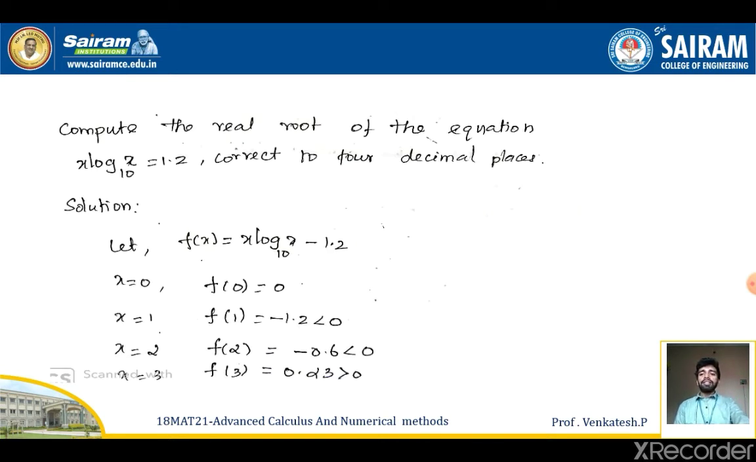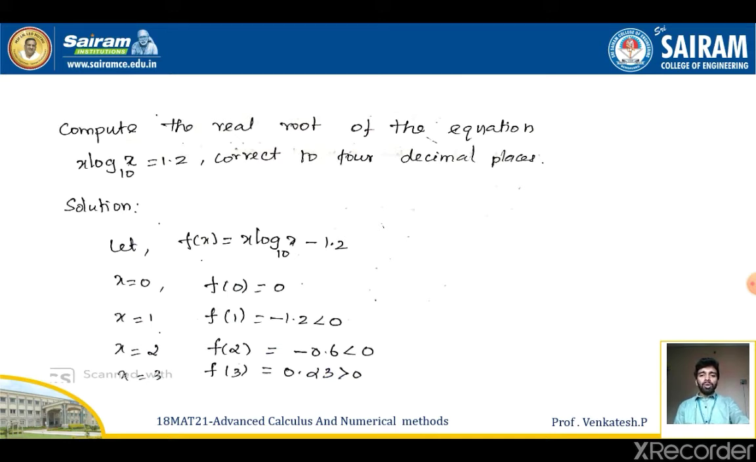The first example is: compute the real root of the equation x log x with base 10 is equal to 1.2, correct to 4 decimal places. So your given function is x log x with base 10 minus 1.2. I'm shifting that 1.2 to the left-hand side and taking the whole thing as a function f of x. Since the function contains log x with base 10, in the calculator use the log symbol to compute the values. Now the next step is to estimate the values of a and b.